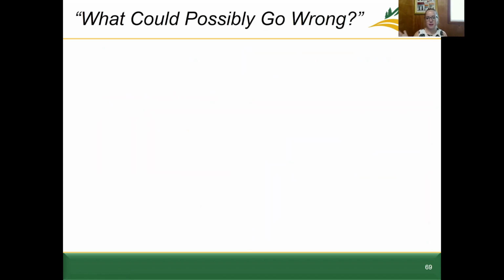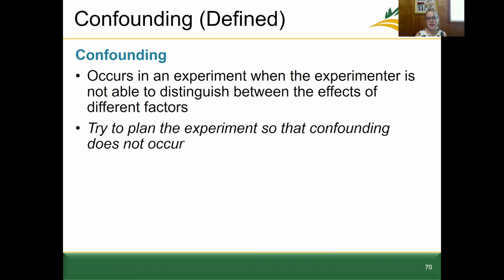Okay, what could possibly go wrong? Well, let's see. We have this idea of confounding. This occurs in an experiment when the experimenter is not able to distinguish between the effects of different factors. So they went through the entire experimental design, but it turns out that the experimenter at the end is not able to distinguish between the effects of different factors. We might not even be able to get good data when confounding happens. To work around this, again, we just try to plan the best we can and set up the experiment so that confounding does not occur, so that we can actually get useful information from our statistical analysis or our data set.